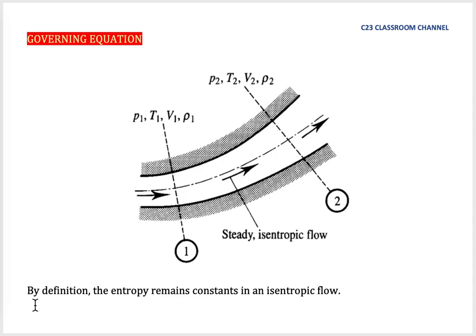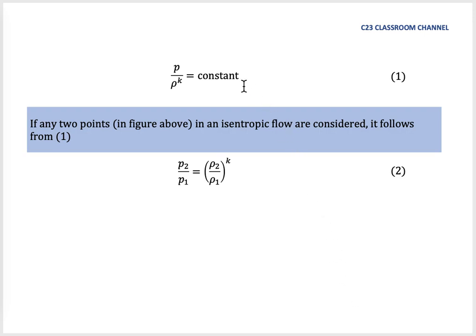By definition, the entropy remains constant in an isentropic flow. Because it is isentropic, the ratio of pressure over ρ to the power of k must be constant. You could have this idea from your thermodynamics class. So if we have 2 points, please refer to the figure above, we can write P2 over P1 equals ρ2 over ρ1 to the power of k. We call this equation number 2.